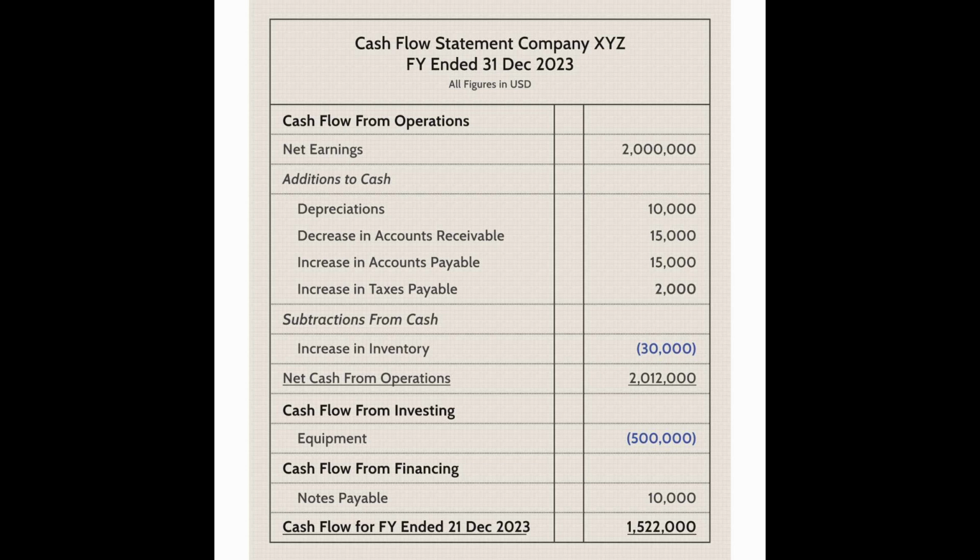So here's the key takeaway from this cash flow statement. It shows that the operations are strong. They generate cash of $2,012,000. Investing is negative. That means the company is growing. Financing is small, only $10,000. Not overly dependent on debt, so that's good. So overall, company XYZ's cash position improved by over $1.5 million. A positive signal of liquidity.